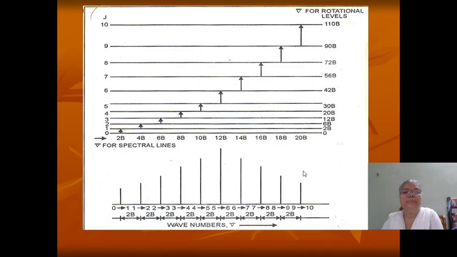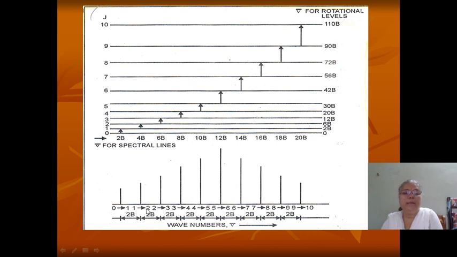Here in this diagram, this is the first transition from 0 to 1 value. Second transition from 1 to 2, third transition from 2 to 3, 3 to 4, 4 to 5, 5 to 6, 6 to 7, 7 to 8, 8 to 9, and 9 to 10. These are the J values, and by putting these values we can have the rotational energies in terms of frequency. Here for J equal to 0, 0 energy, J equal to 1, 2B energy, 6B energy, 12B, 20B, 30B, 42B, 56B and so on.